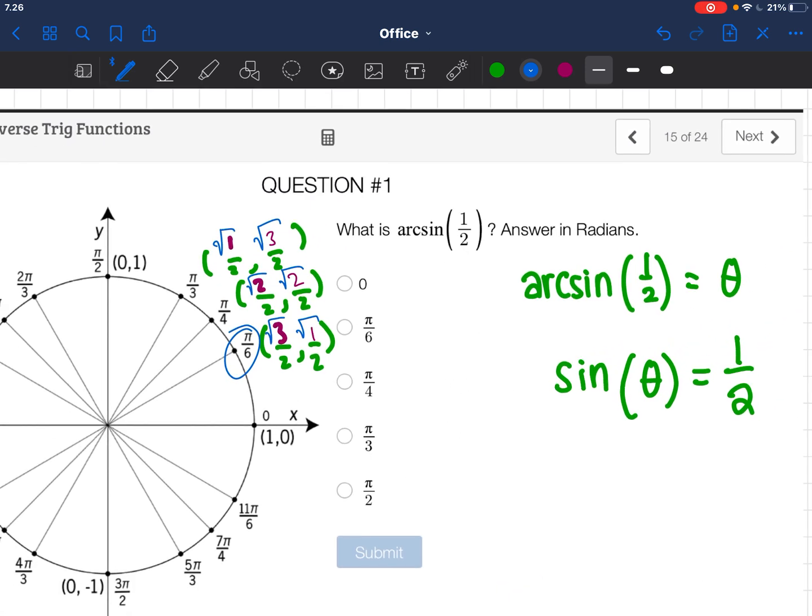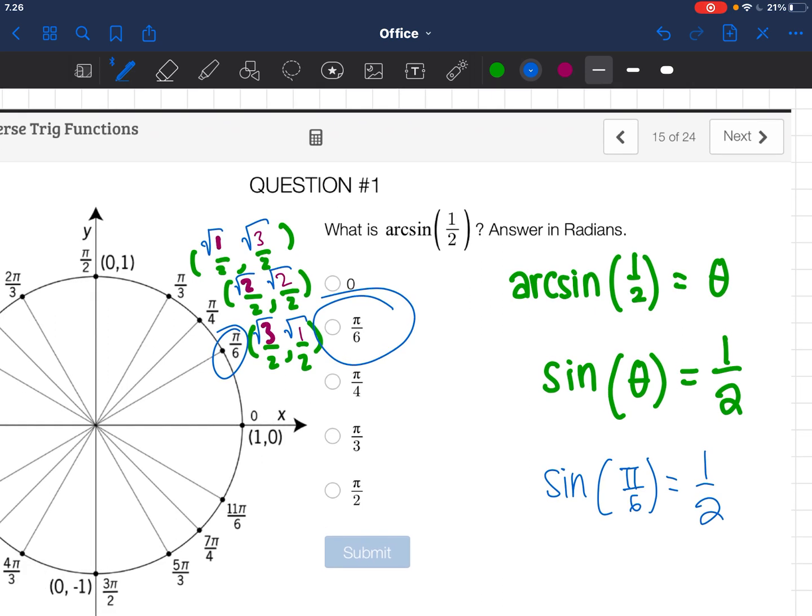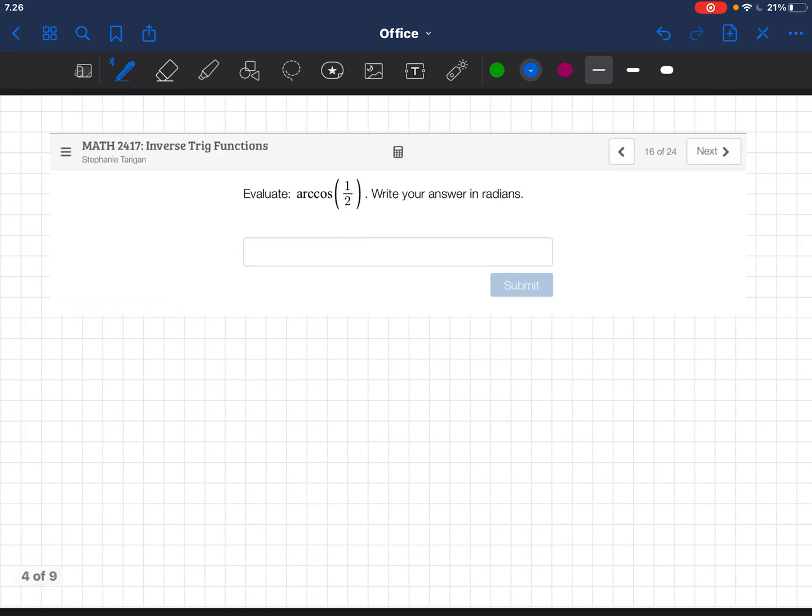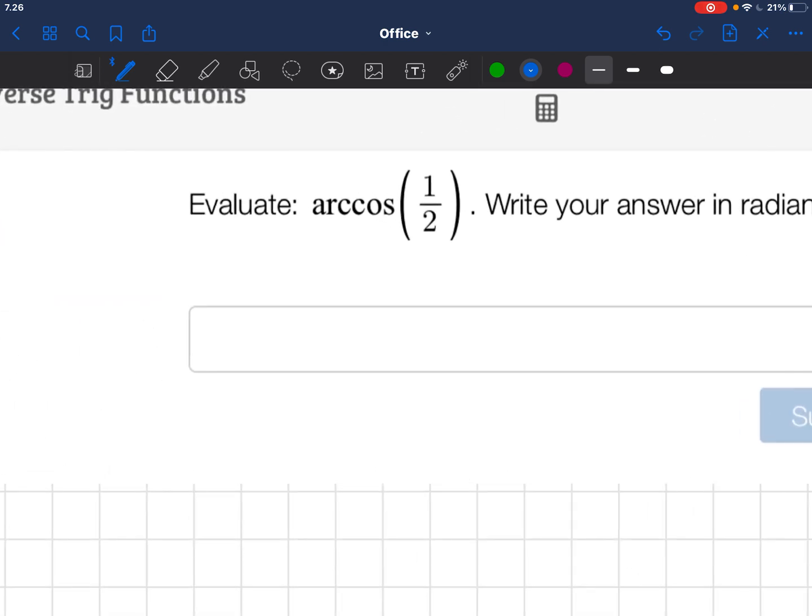So here we find theta. Theta is pi over 6, which means sine pi over 6 is 1/2. So this is your answer. Okay, it's that easy. All right. Next one.